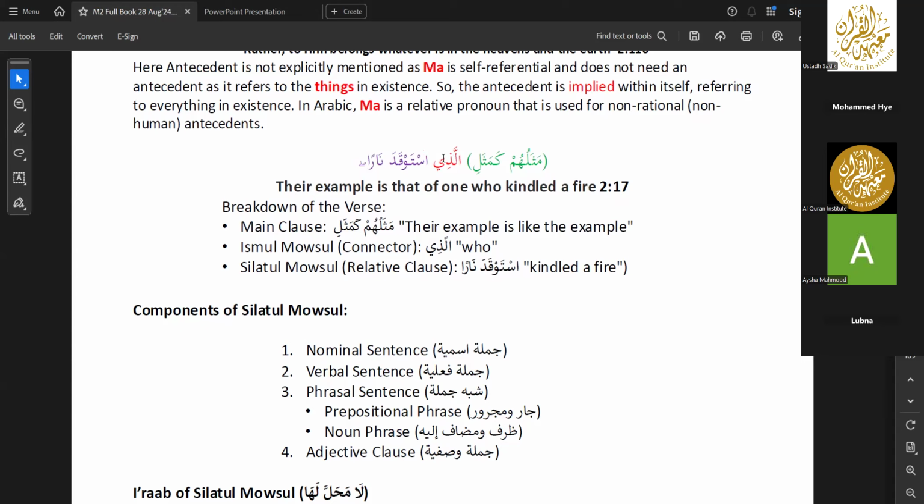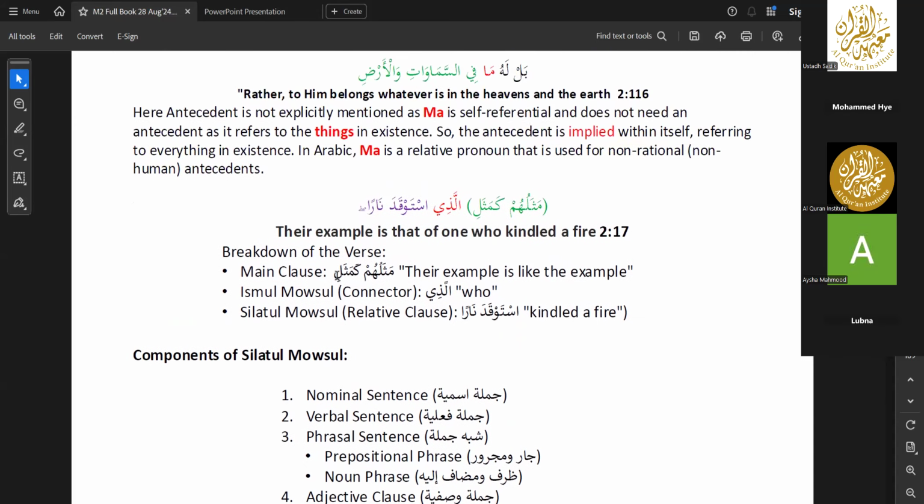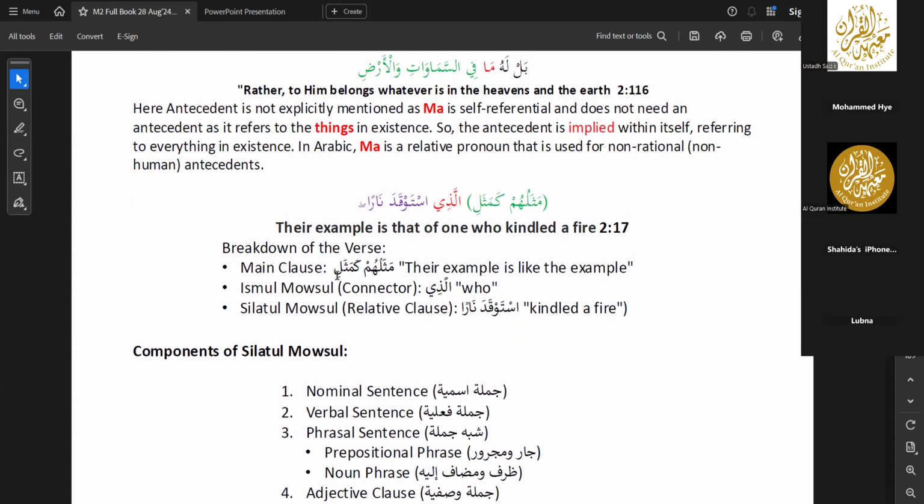So you're seeing different constructs. Just to remind everybody, I'm making sure that they remember this. We are not studying Ismul Mawsul today. We're studying Jumlatul Mawsul. What is Jumlatul Mawsul? Tell me, everyone. Connector? Jumlatul Mawsul I'm talking about. What do you mean by that?